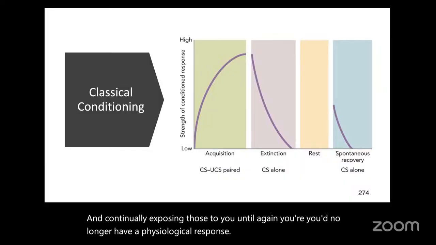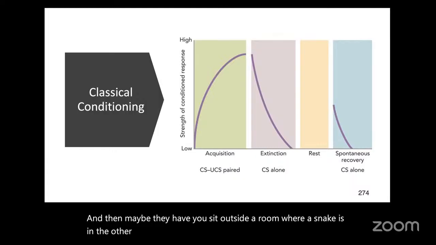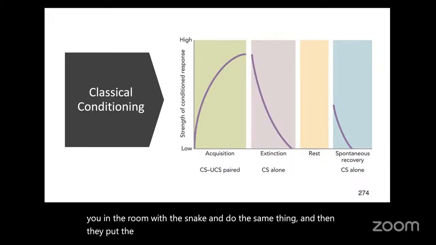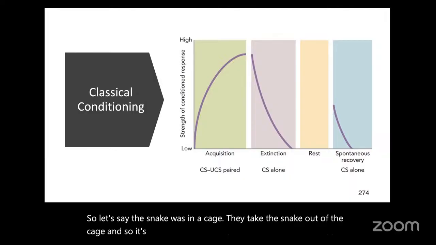And then maybe they have you sit outside a room where a snake is in the other room, and they do the same thing. And then they put you in the room with the snake and do the same thing. And then let's say the snake was in a cage, they take the snake out of the cage, so it's free roaming, and they wait for your physiological response to go down.